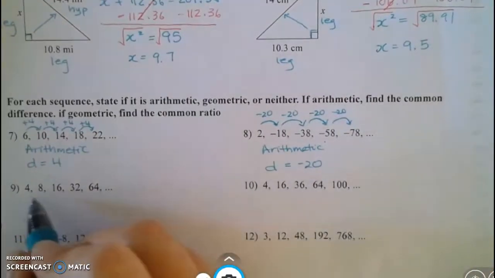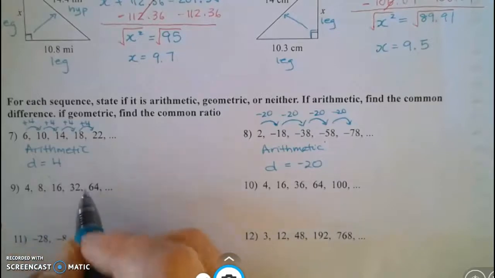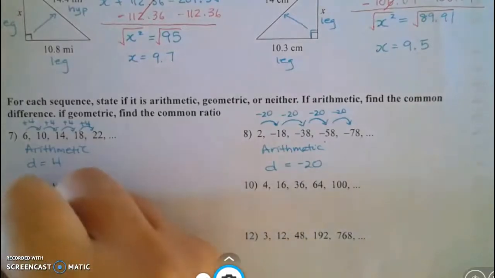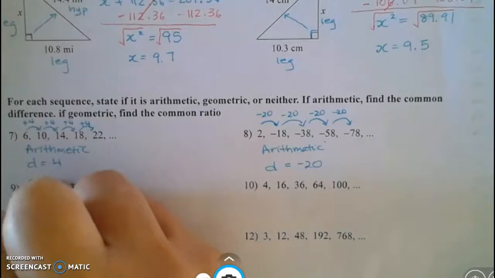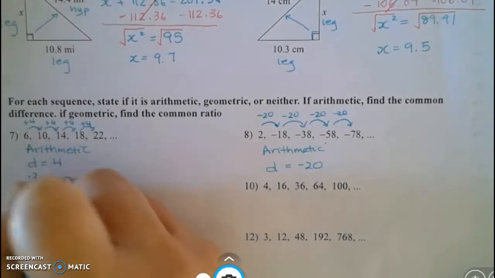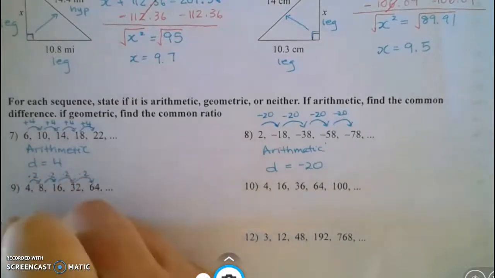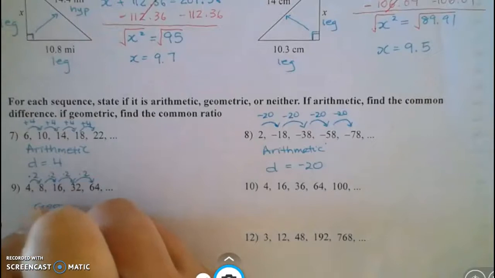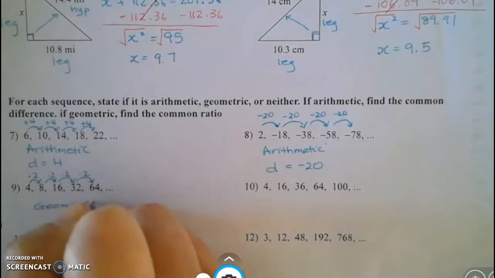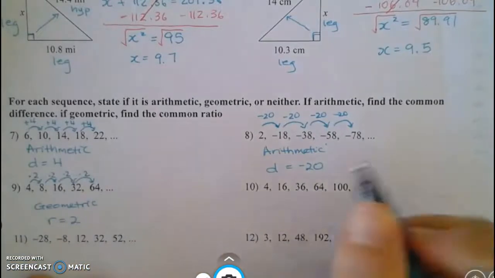Okay? 4, 8, 16, 32, 64. Do you see the pattern here? You are multiplying by 2, aren't you? Multiplying by 2, multiplying by 2, multiplying by 2, and multiplying by 2. So this is geometric, and the common ratio is 2 because you're multiplying by 2.